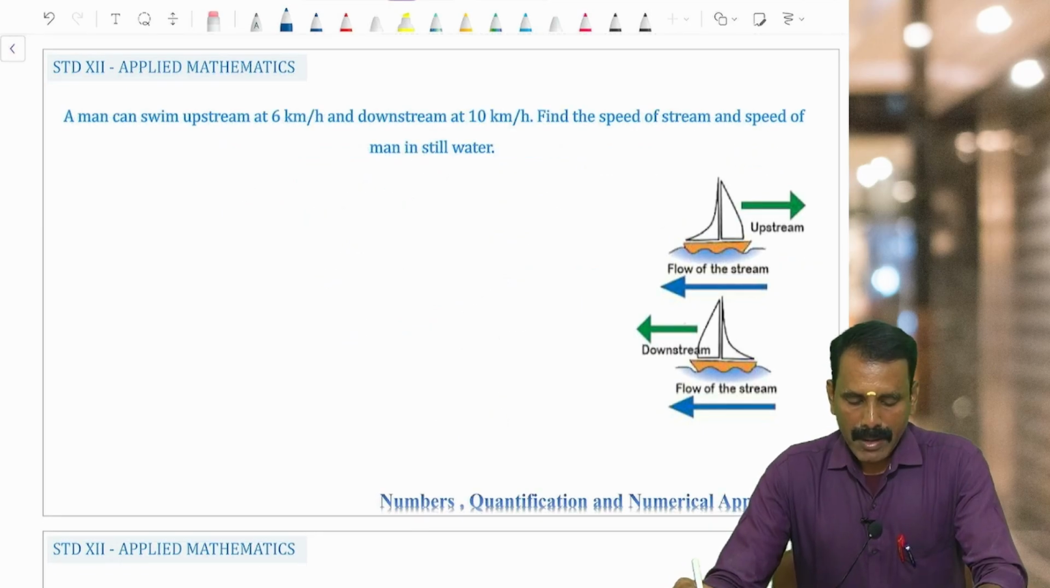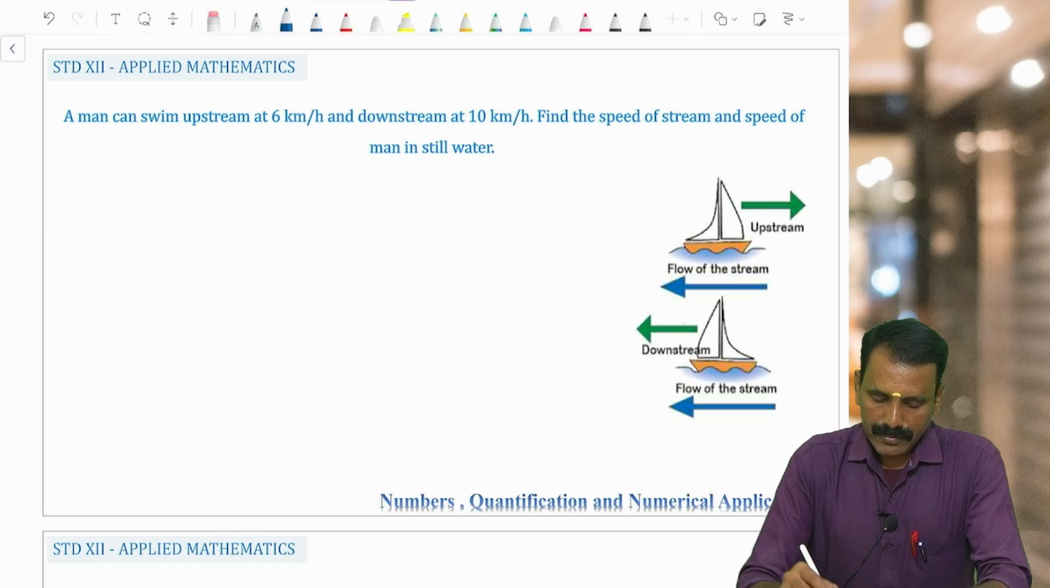A man can swim upstream at 6 km per hour and downstream at 10 km per hour. Find the speed of the stream and speed of the man in still water. Here, the speed of the man in upstream as well as the downstream are given to us. With the given data, we are supposed to find the speed of the water and the speed of the man in still water.